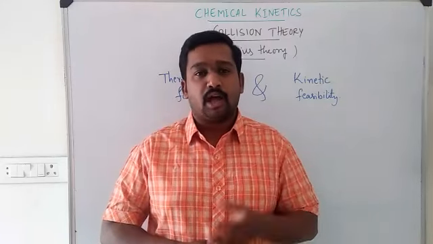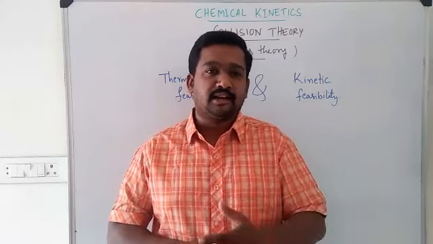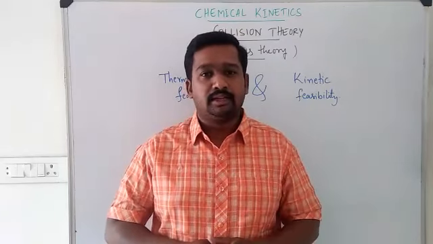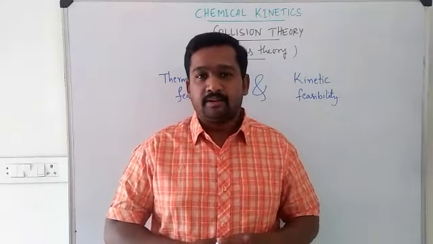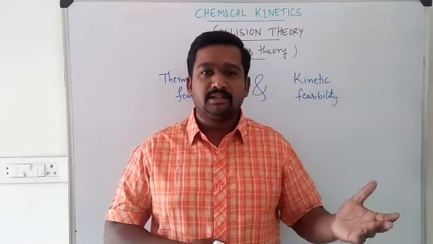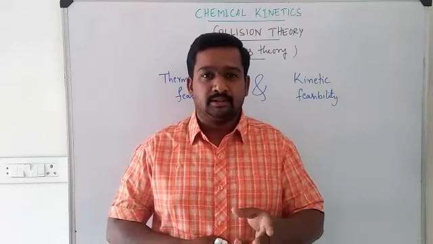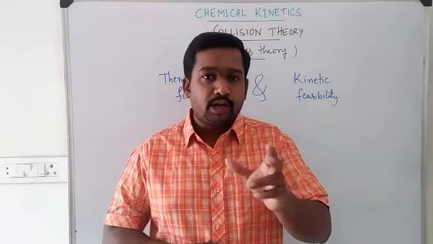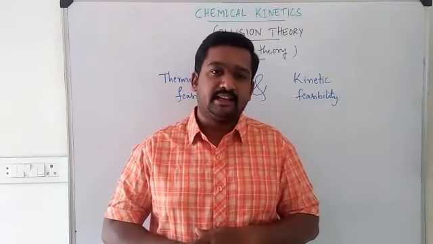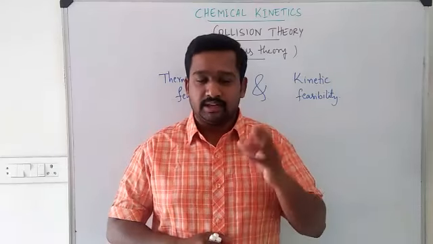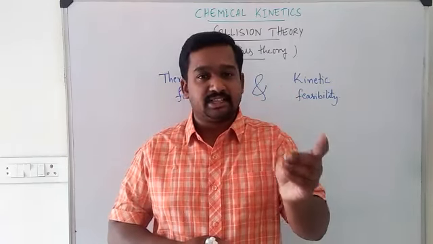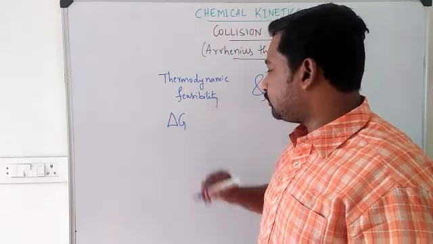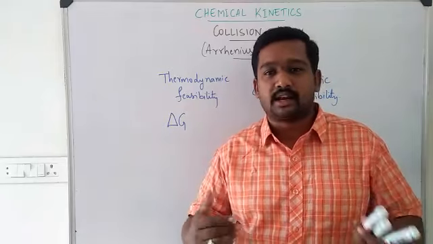To explain how these spontaneous reactions occur in nature, we consider two factors. Factor number one is thermodynamic feasibility. Feasibility, in other words, means possibility of happening. The second factor is kinetic feasibility. Thermodynamic feasibility gives us an idea based on the values of delta H, delta S, delta G. Particularly, the value of delta G decides whether the reaction is spontaneous or not.